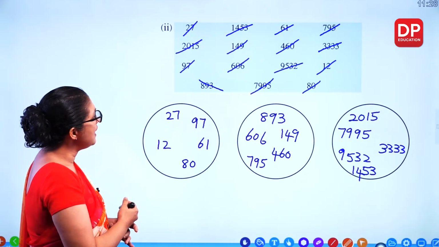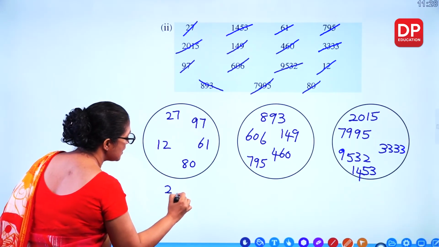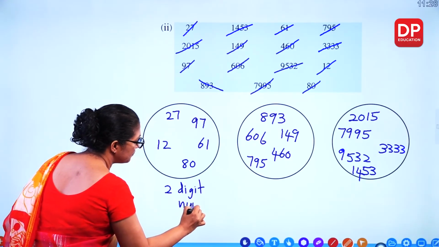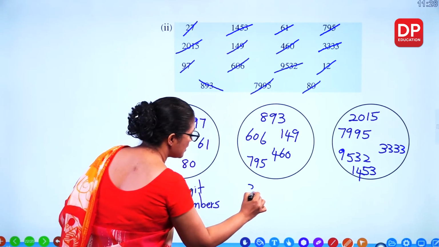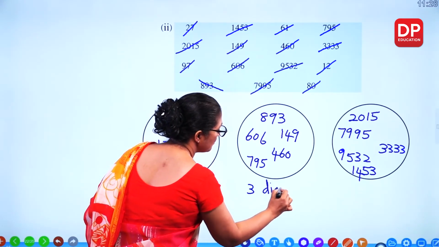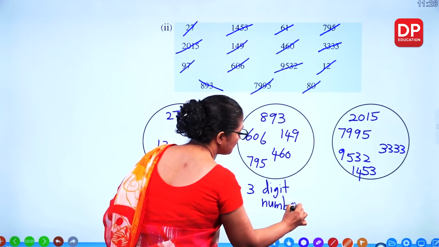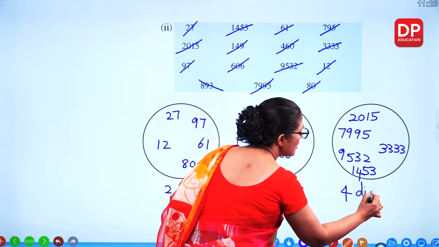So how can we label these? These are two-digit numbers. And these are three-digit numbers. And these are four-digit numbers.